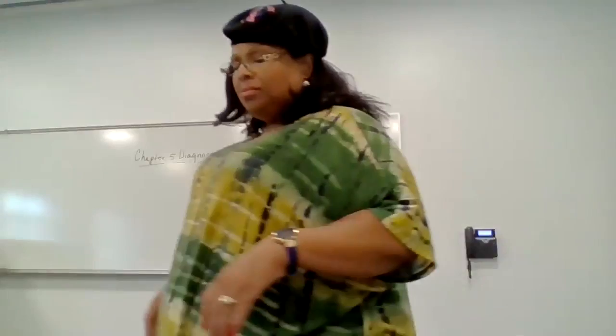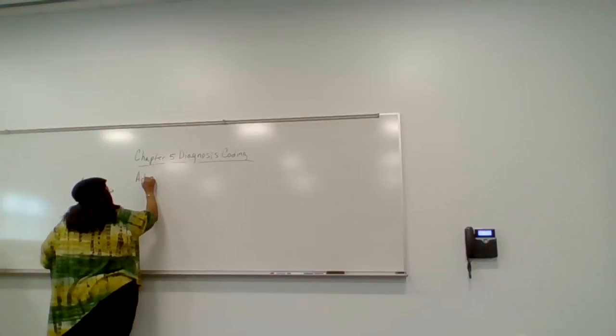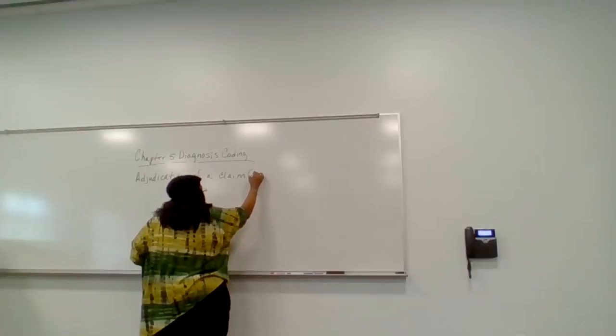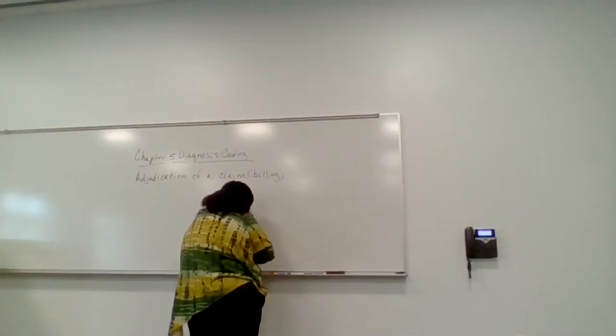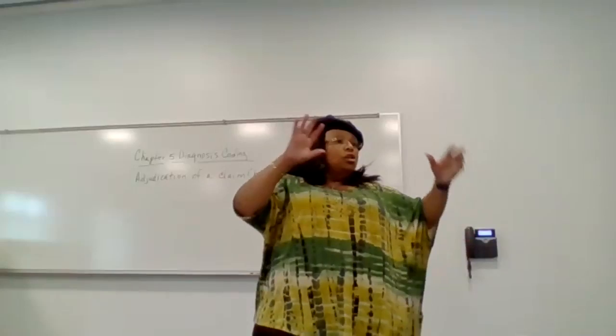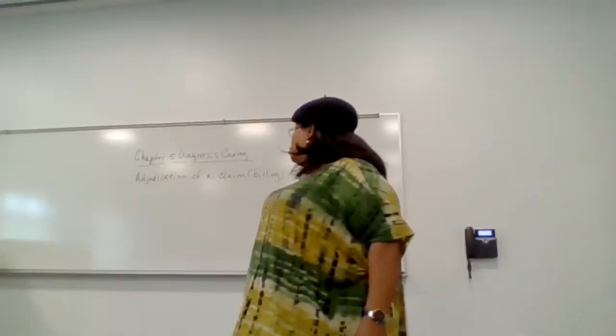Now, the adjudication of a claim process is one of the things that I'm going to talk about later on in this lecture. Now, sequencing of diagnosis codes. That goes back to what you were asking me earlier, Ebony, about certain codes going first. The primary code goes first and then second. Sequencing of codes, ladies, is very essential. Very essential.